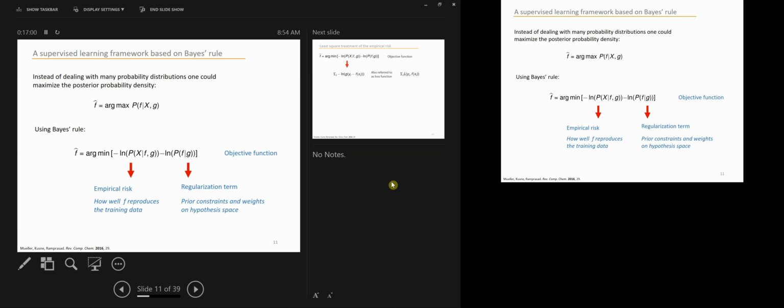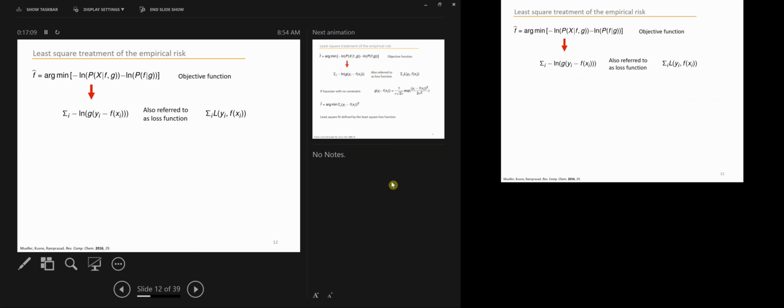And the second term is a regularization term, which is simply the prior constraint based on the hypothesis space before any training. So now that we have this platform, maybe one of the easiest and most straightforward machine learning regression loss functions is the least square model. So let's see if we can derive the least square model.